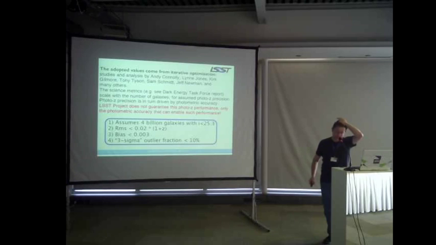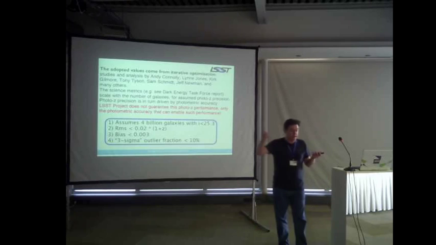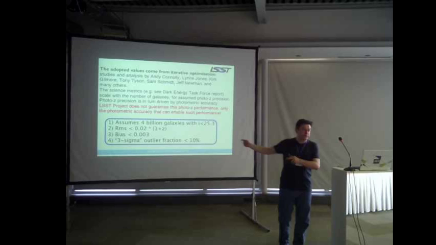The only thing we can guarantee is that we will give you photometry that, at least in principle, can deliver this photo Z. If we screw up photometry, because photo Z is simply measuring the derivative of color with respect to direction, if we screw up measurements of colors, then no matter what you do, you will not get the colors that you want from the blue square.